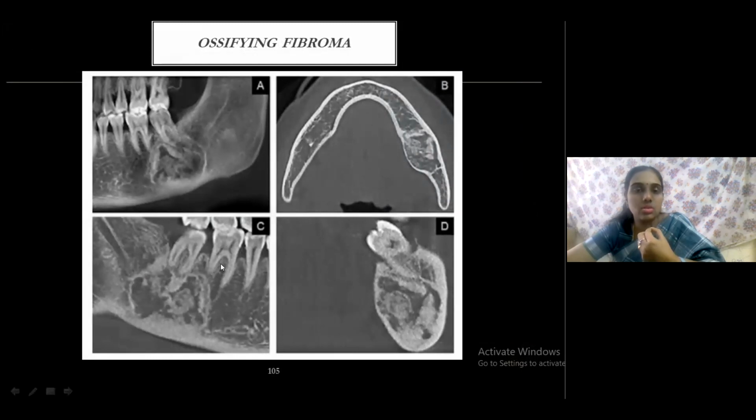So this is a case of ossifying fibroma. This is a 2D OPG view, and you are not able to make out the expansion here. And this is an axial section where there is some thinning of the cortical plate in relation to the lingual side, and you could easily make out that there is mild expansion of the lesion.